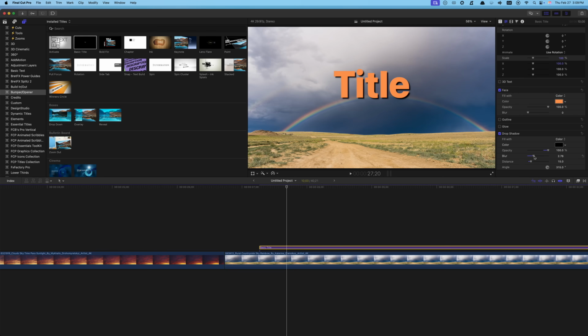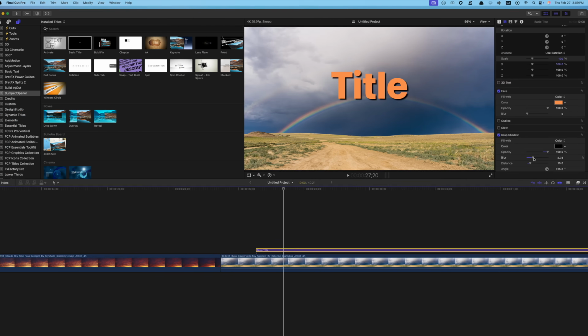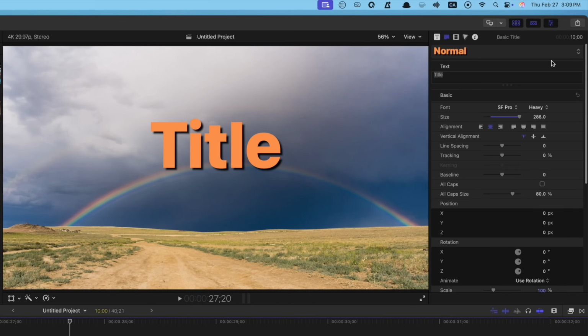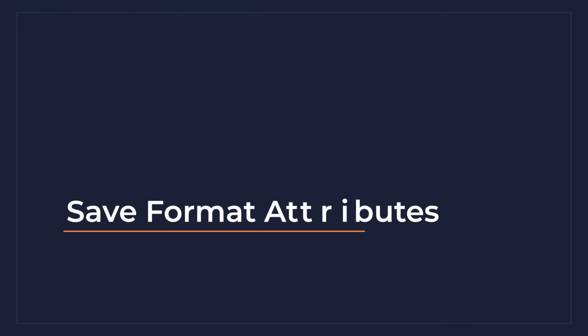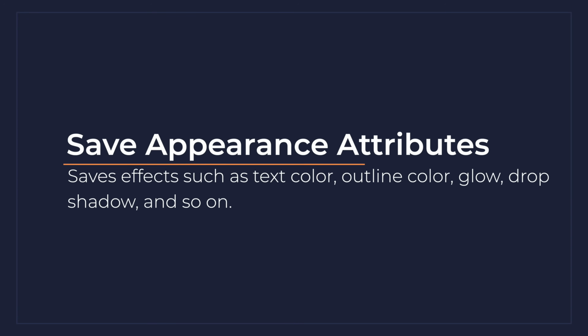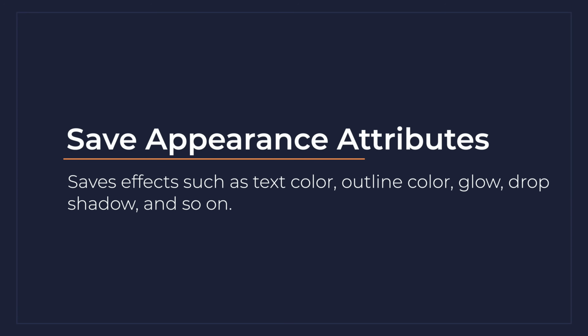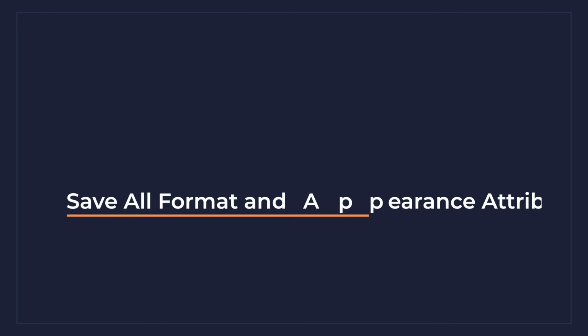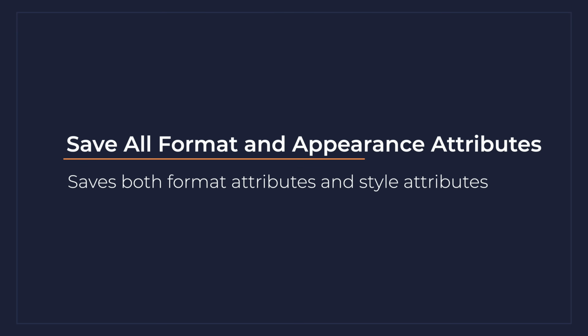Now, if you ever want to make another title that looks like this one, instead of going through all the steps again, save these attributes as a custom text preset. Scroll up to the top of your text inspector and select one of the 3 save options. Save format attributes saves basic text attributes including font, size, alignment, tracking, and line spacing. Save appearance attributes saves the effects you apply to your title, such as text color, outline color, glow, drop shadow, and so on. Save all format and appearance attributes saves both format attributes and style attributes.